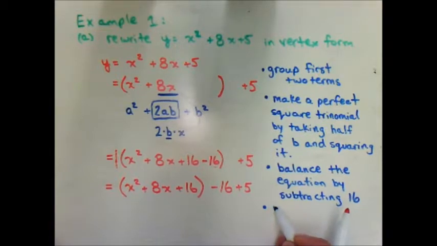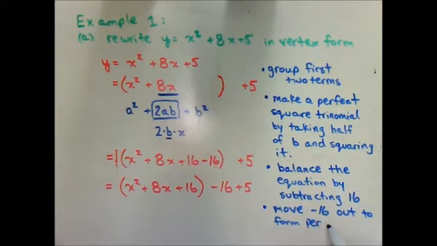So move negative 16 out to form a perfect square trinomial. So we've now moved our 16 out to form a perfect square trinomial.